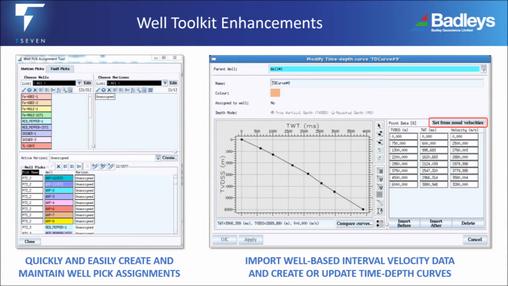To provide a means of quickly and easily making and maintaining well pick assignments, a new well pick assignment tool has been added. It can operate on both well horizon picks and well fault picks. A new ASCII import tool has been added to load zonal attribute data and is available alongside the LAS import tool. It is now possible to import well-paced interval velocity data from which time depth curves can be created or updated.